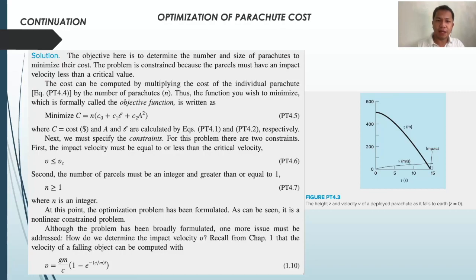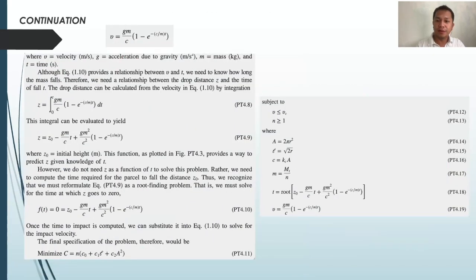Yeah, so this is our constraint. The impact velocity must be less than the critical value. These are our constraints, and n must be greater than or equal to one, where n is an integer, where A is equal to 2 pi r squared, L is equal to the square root of 2r, C is equal to kCA, and we have the value of m, that's mt over n, and we also have the value of t.